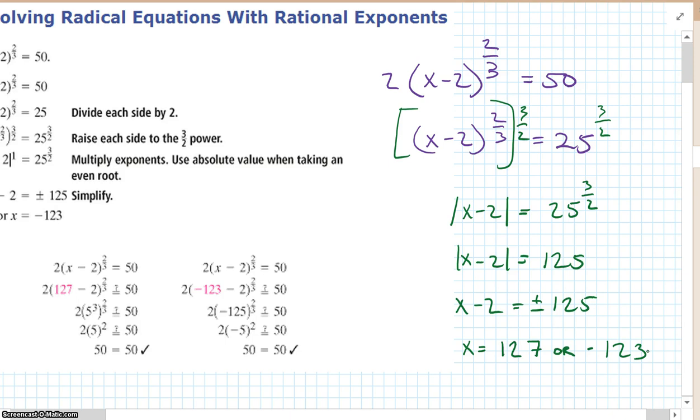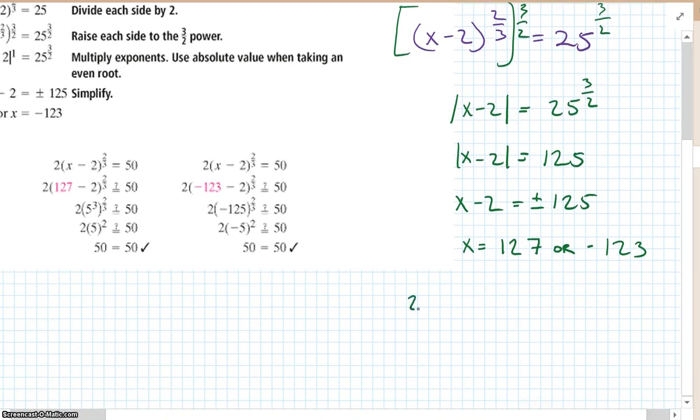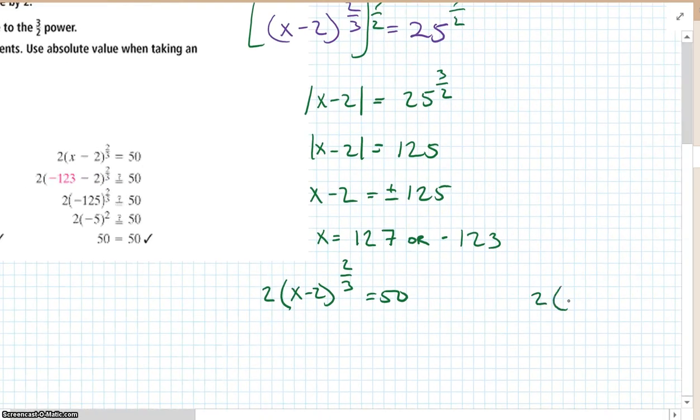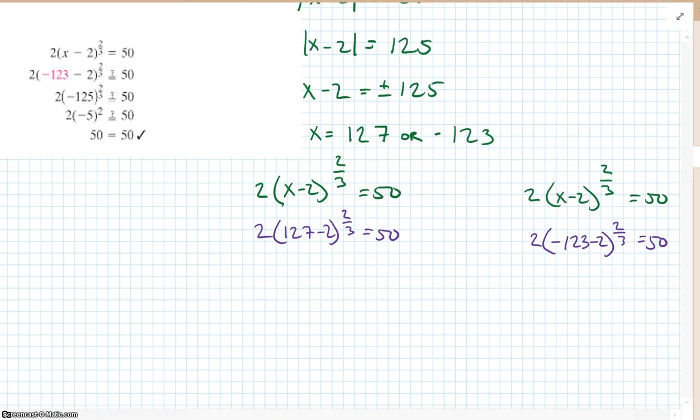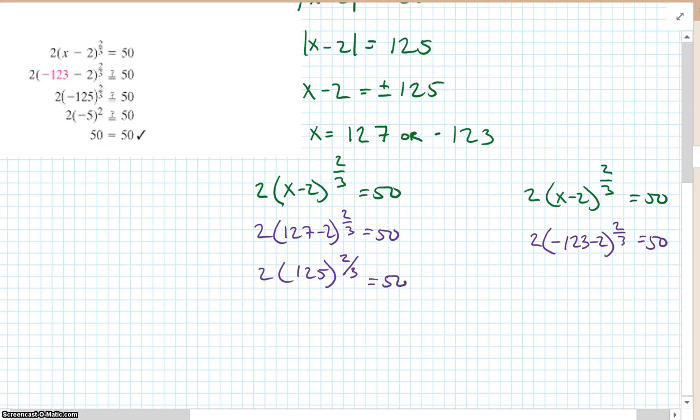So let's double check. We got to check both solutions. So we're going to do it. 2 times x minus 2 to the 2/3 power equals 50. So let's do x equals 127. So 2 times 127 minus 2 to the 2/3 power equals 50. Then 2 times negative 123 minus 2 to the 2/3 power equals 50. Okay, it's going to be 2 times 125 squared cube rooted equals 50.